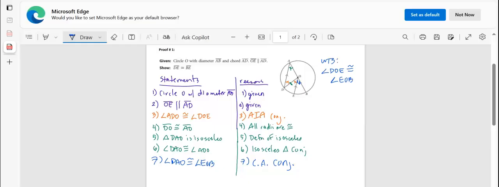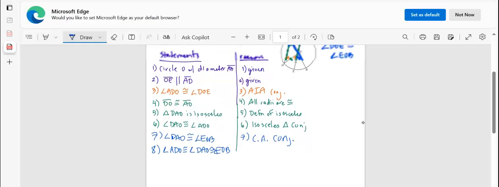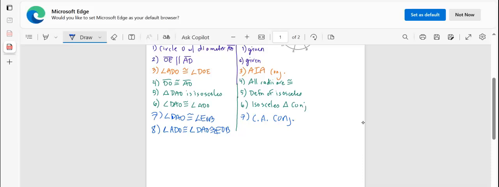So how we're going to write this is we're going to say that angle ADO is congruent to angle DAO, which is congruent to angle EOB. And actually, sorry, I should have started with angle DOE, which should have been the beginning part. Okay. So angle DOE is congruent to angle ADO, who's congruent to angle DAO, who's congruent to angle EOB.